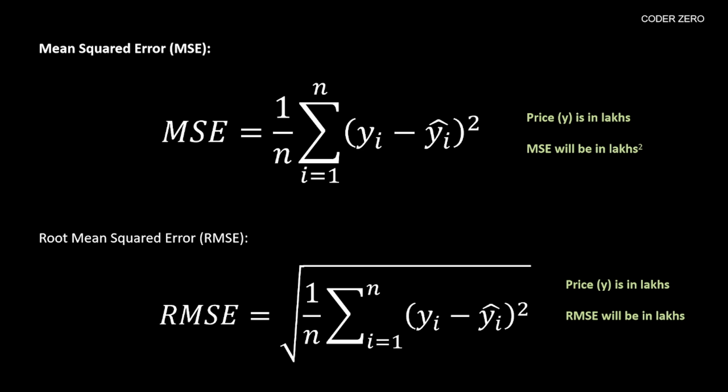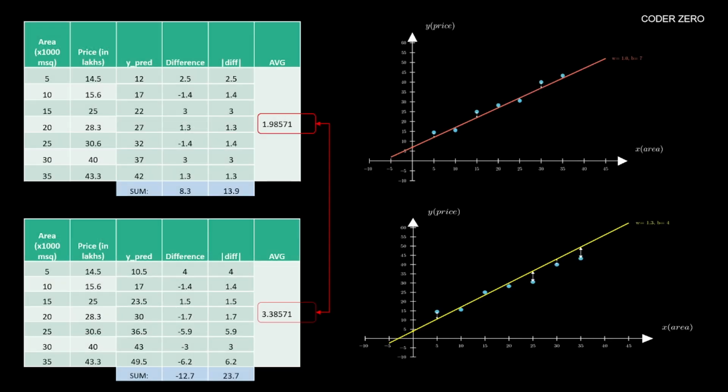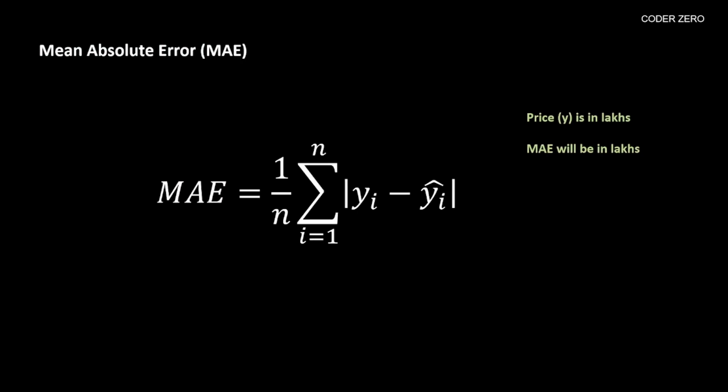Now you might say that instead of taking squares, we can take absolute values to get rid of negative signs, and you are correct, we can take absolute values to get rid of negative signs. Now if we take the average, this will also represent the same thing, that this line is the best fit line, and this is called mean absolute error. So mean absolute error can be defined by this function, and here the unit of y is in lakhs and the unit of MAE will also be in lakhs.